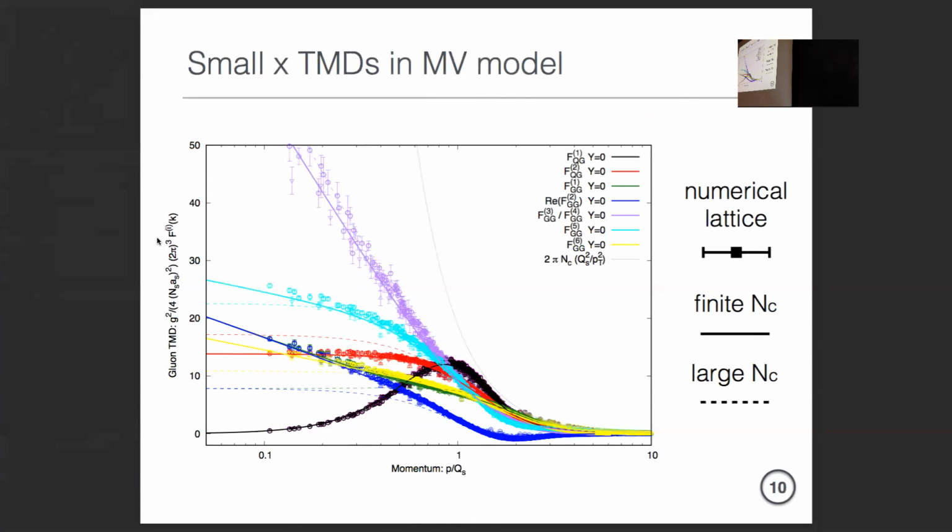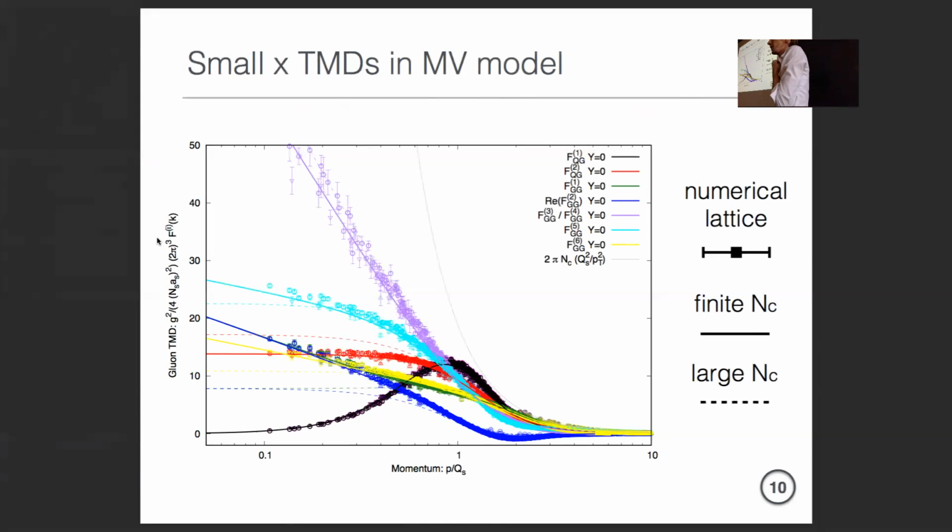Numerical lattice means doing the usual thing. You create an ensemble of Wilson lines by rolling the dice, and then just measuring exactly that correlator on the Gaussian, like we always do. So that's why the two calculations have to be equal. It's just a good check.